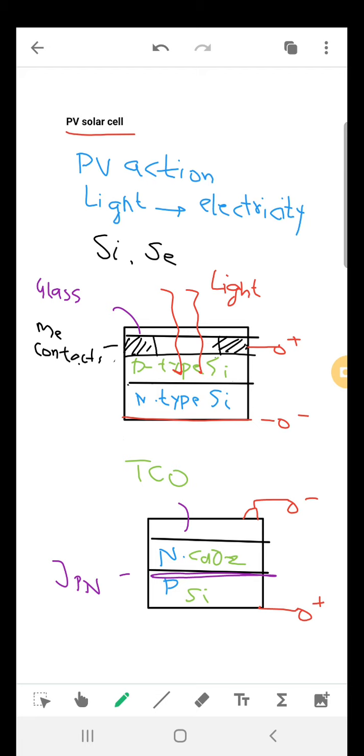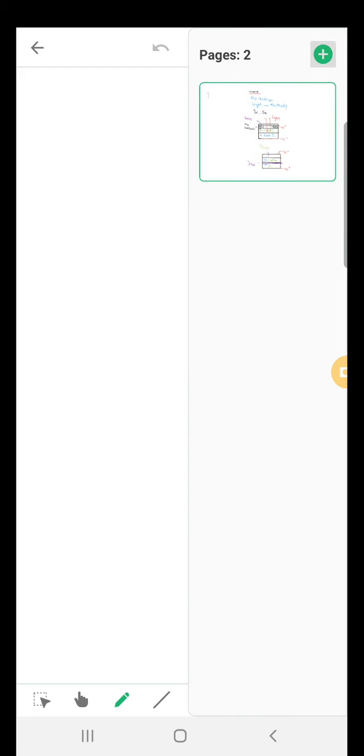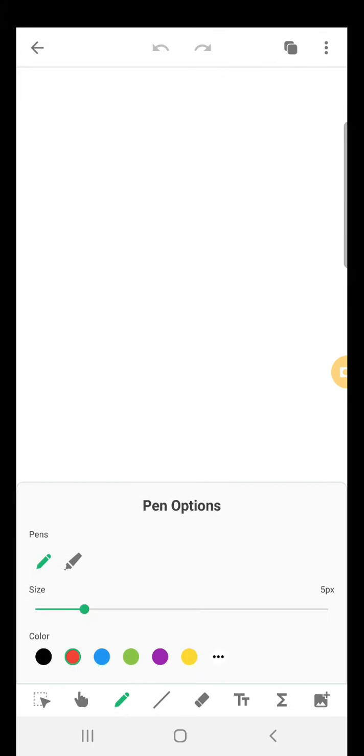Schematically, the photovoltaic cell can be represented in this fashion, or the other way around.